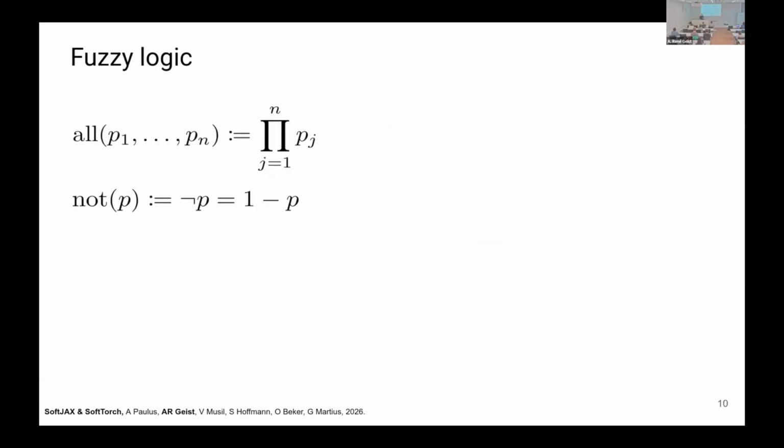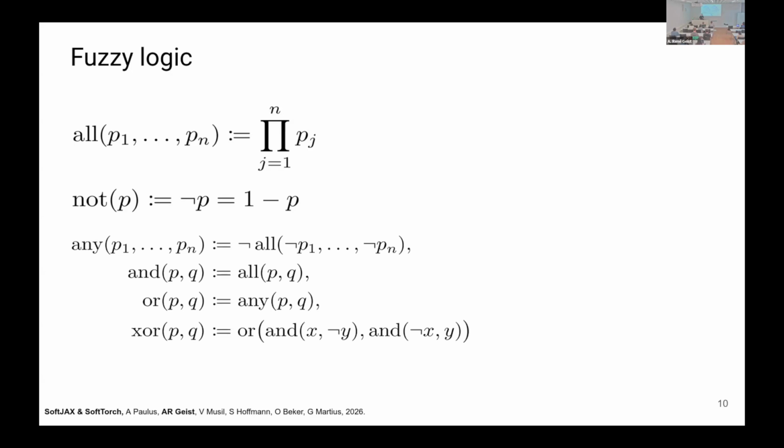If you have these probabilities, then a classic way of smoothing discrete logic is fuzzy logic. What you now do is take these probabilities and compute logic operators as computations of probabilities. The all operator is just the joint probability of several probability events. The not operator is negating a probability. Given these two, you can derive any AND or XOR.